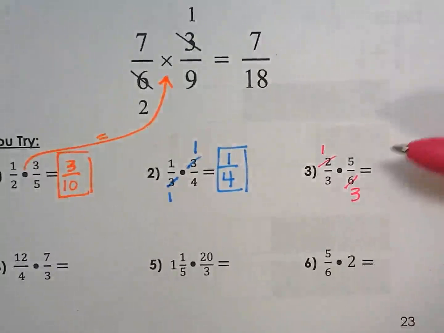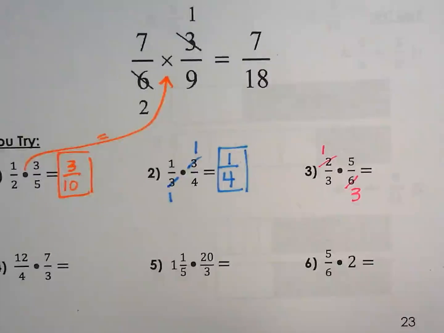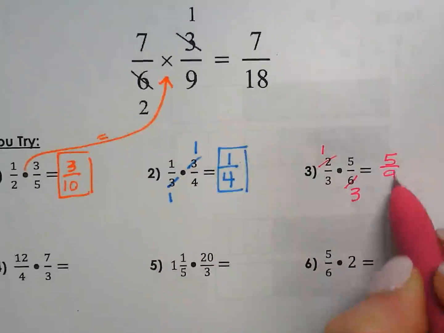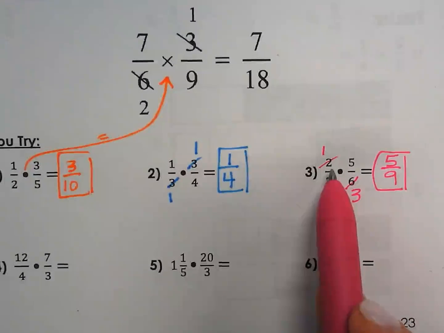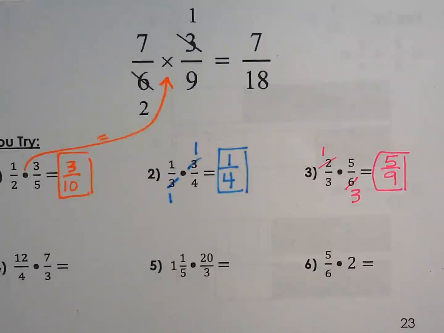Now I'm looking top to bottom. I don't see any other common factors other than 1. So we multiply across. This will be 5/9. And again, since I simplified first, simplify before you multiply, I know that my final answer is simplified as well. Let's take a look at question number 4.